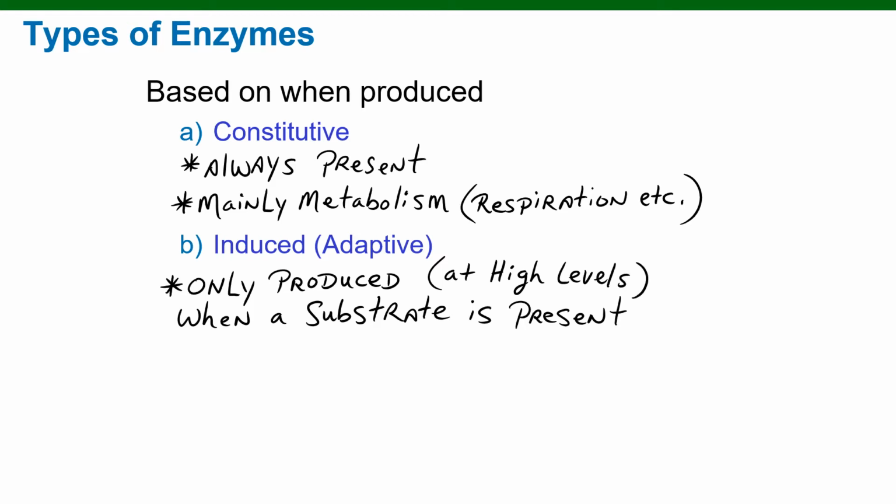And the goal of induced or adaptive enzymes is to save energy, because it may not make sense for the cell to produce these types of enzymes at all times, but to only turn on these enzymes in their production when necessary.